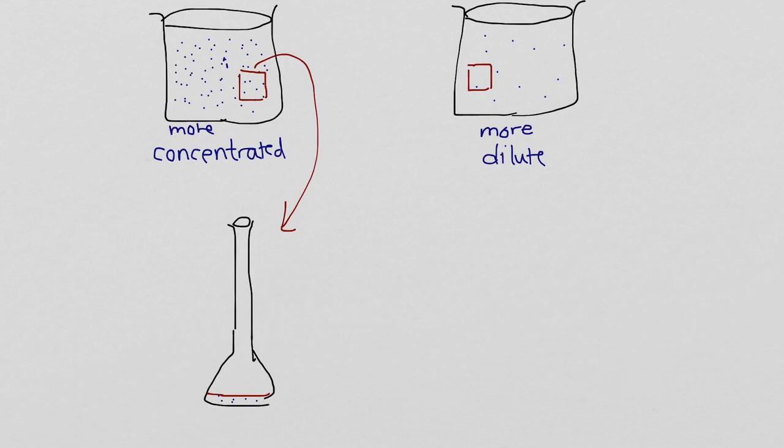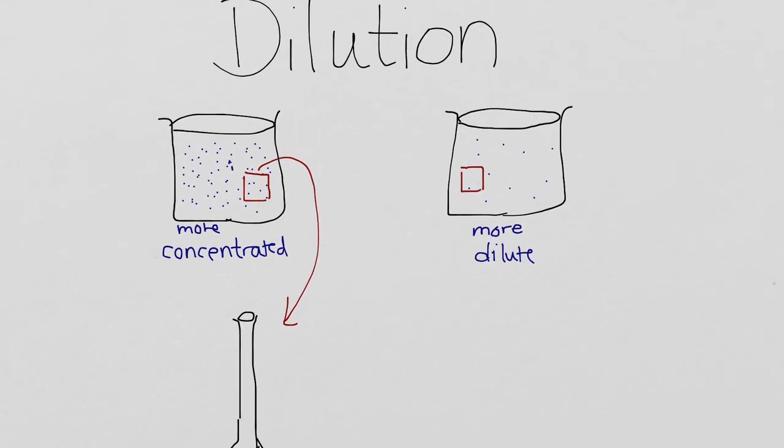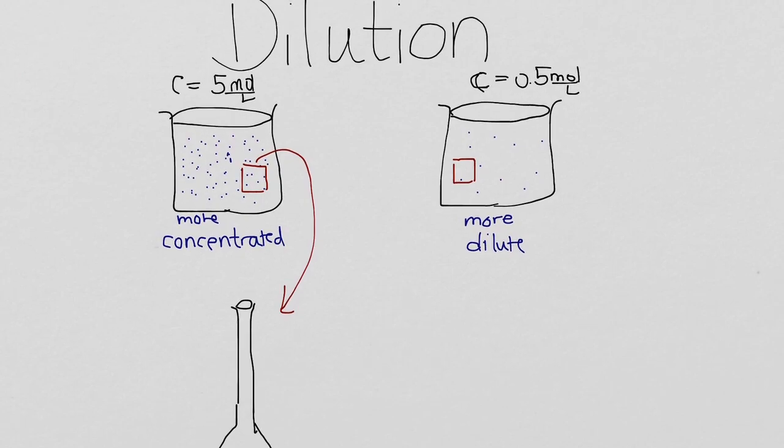So let's give this a number. Let's say that the concentration here is 5 moles per liter, which is actually really high. And then in here, let's say it's 10 times more dilute, so it'll be 0.5 moles. So as you can see, in the more dilute solution, the solids are more spread out.